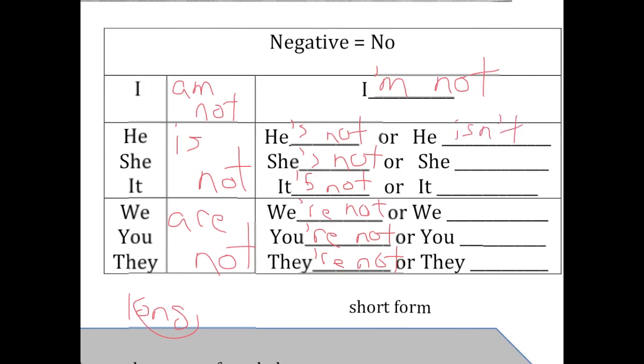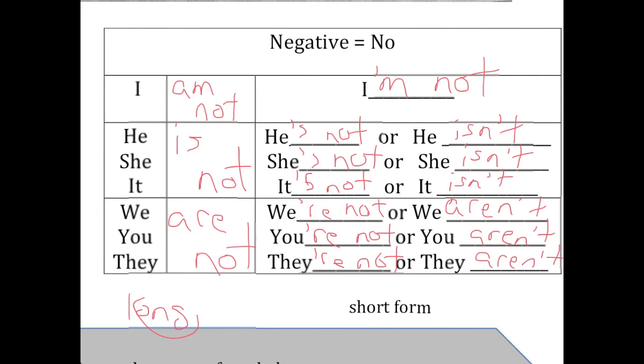So you can have he's not or he isn't. You can have she's not or she isn't. And you can have it's not or it isn't. You can have you're not, they're not, or you can have we aren't. You aren't. And they aren't.